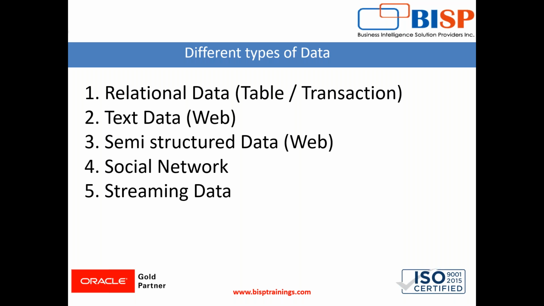Semi-structured data means XML data. Many times during web scraping, we scrape XML file data also. Social networking data means, for example, Facebook and Twitter, the data of users' accounts. Streaming data means thousands of posts are posted every second, so it is very heavy data, and different techniques are used for that streaming data.